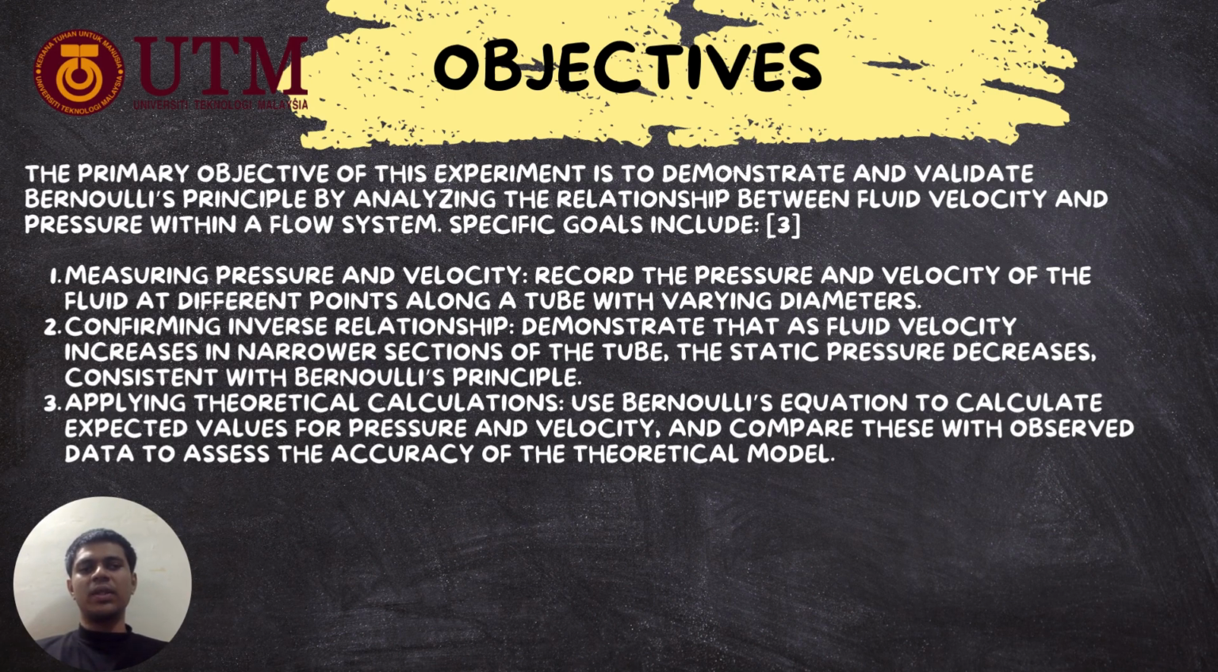Specific goals include measuring pressure and velocity: record the pressure and velocity of the fluid at different points along the tube with varying diameters. The second one is confirming the inverse relationship: demonstrate that as fluid velocity increases in a narrower section of the tube, the static pressure decreases, consistent with Bernoulli principle. The third one, applying theoretical calculation: use Bernoulli equation to calculate expected values for pressure and velocity and compare these with the measured data to assess the accuracy of the theoretical model.